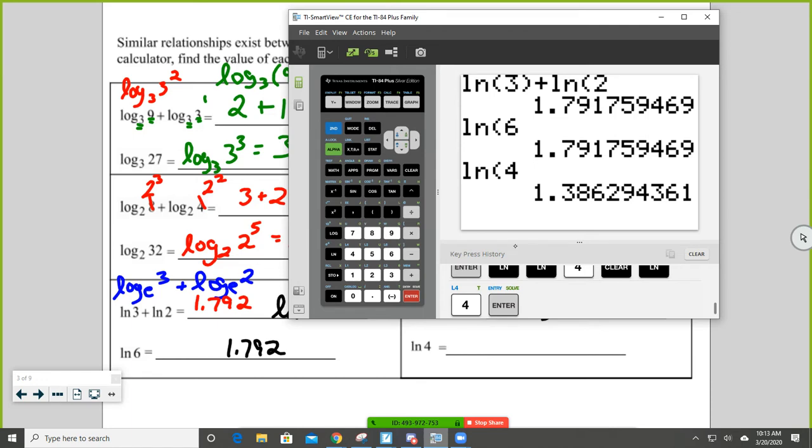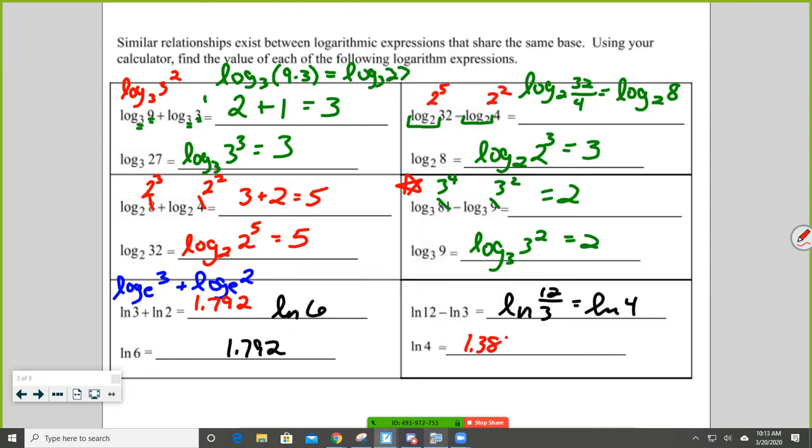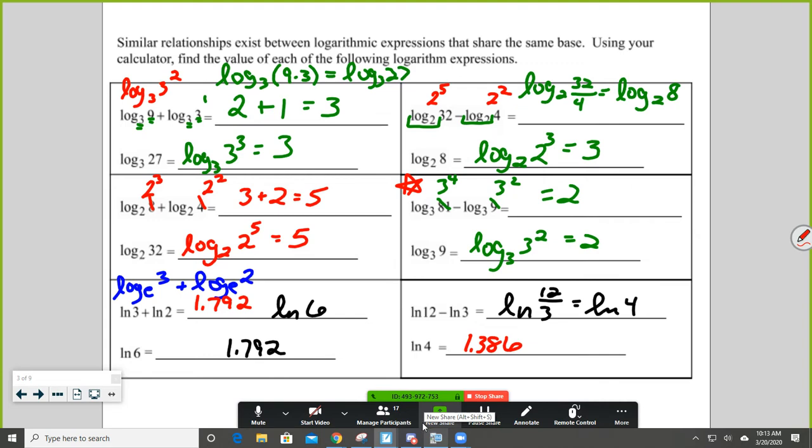And just get the answer, 1.386. Okay, ask me questions. There's a whole 17 of y'all in here. Who else in here?